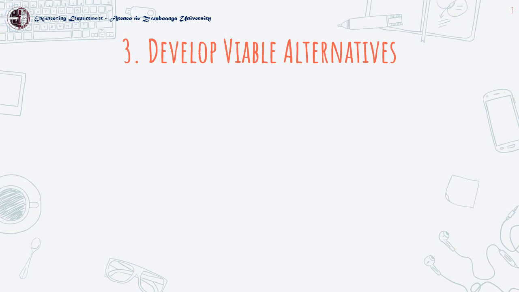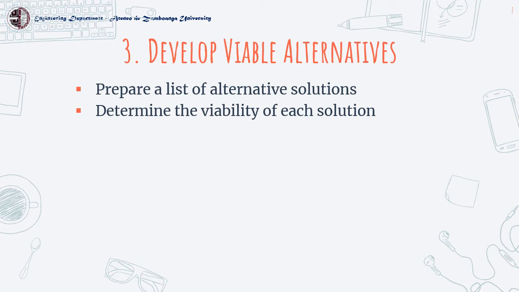Next is develop viable alternatives. So most of the time, problems may be solved by any of the solutions offered. When faced with a problem, you do not come up with a single solution. You have to come up with a list of alternative solutions. What are the possible solutions that you can use to solve the problem? So the best among these alternative solutions must be considered by the management.